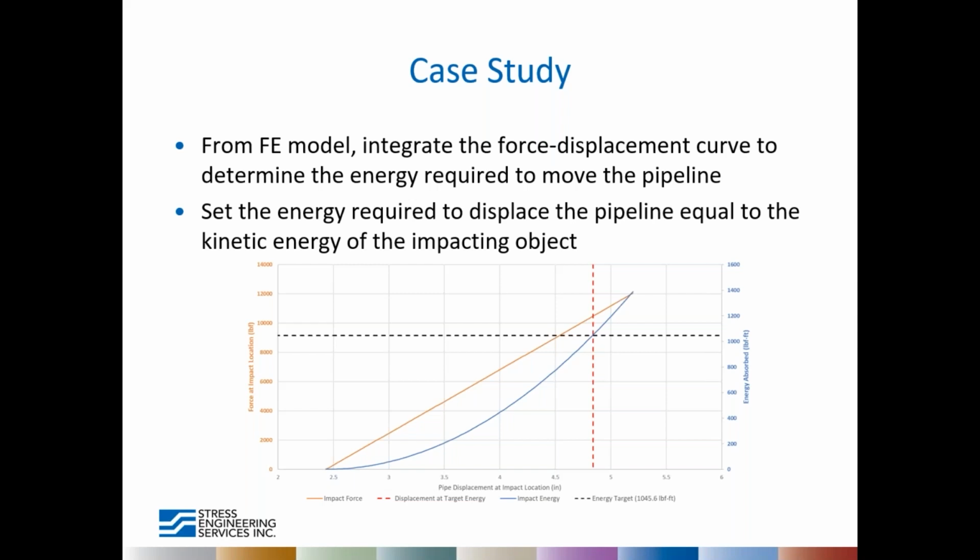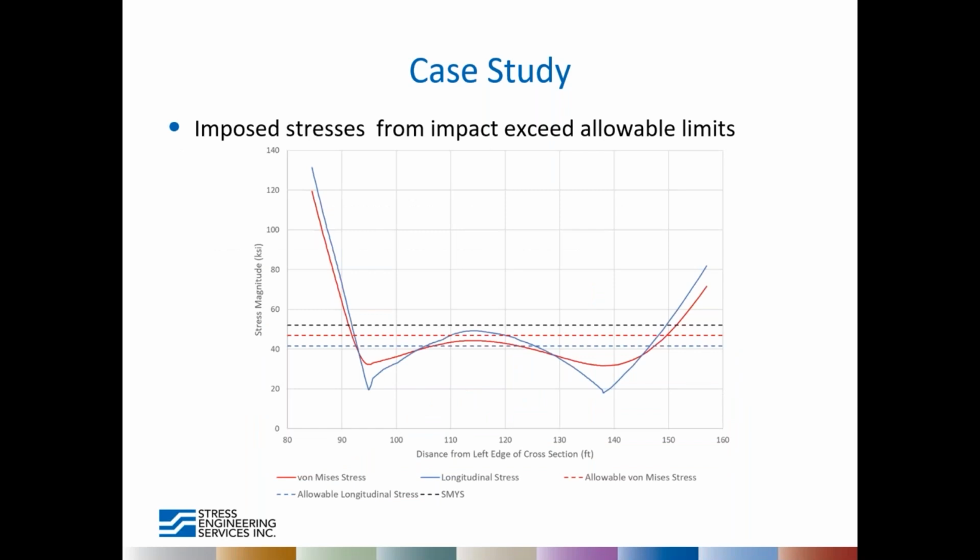If we set that potential energy of the spring equal to the kinetic energy of the log, then we find a point at which the log will impart its energy to the pipe. So in this case, what that shows is that we get a displacement from the log of about 4.8 inches. And then you take that 4.8 inch displacement and impose it to the pipe model, and you can calculate the stresses along the pipe from that.